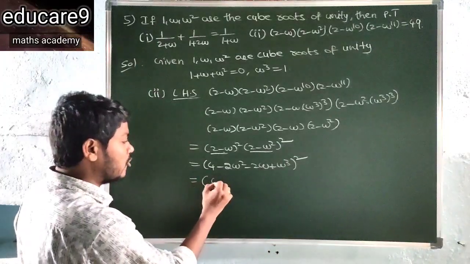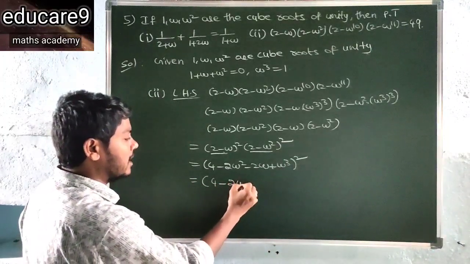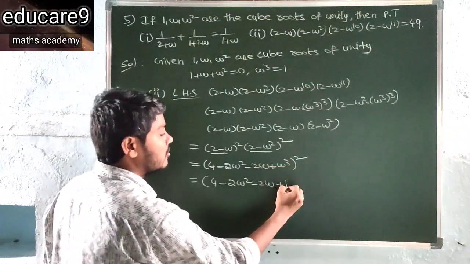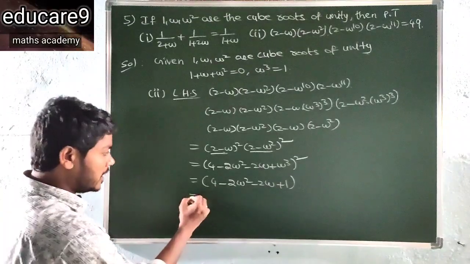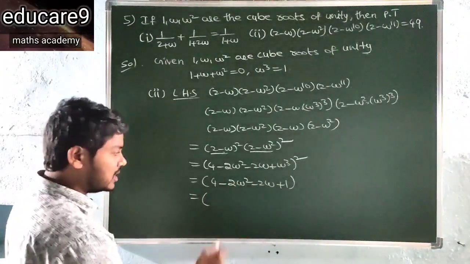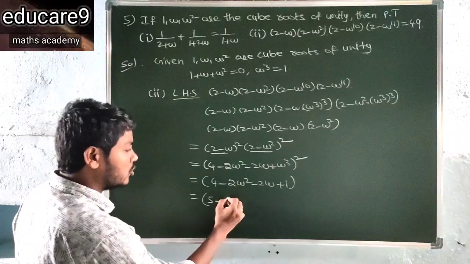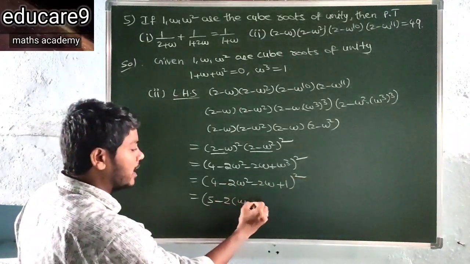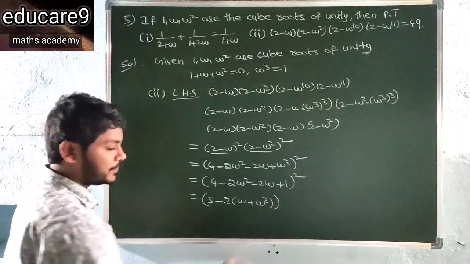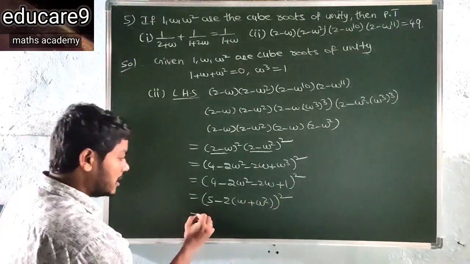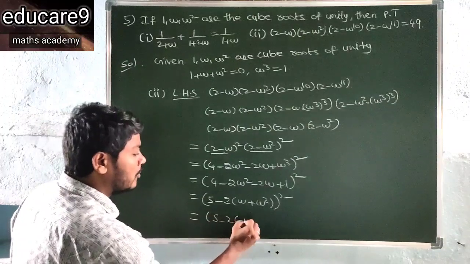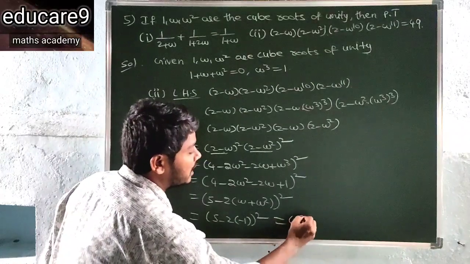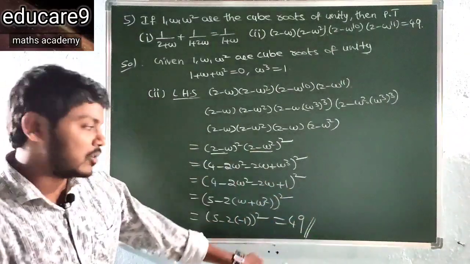Now clear, this is 4 minus 2 omega square minus 2 omega, and omega cube value is 1. See here, this 4 plus 1, that is 5. Here minus 2 is common, square is there, minus 2 is common. You will get omega plus omega square whole square. Again this is 5 minus 2 into minus 1 whole square. So this is 7 square, you will get 49. So this is the required answer.